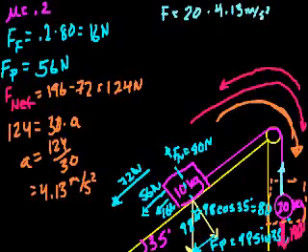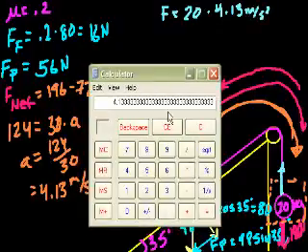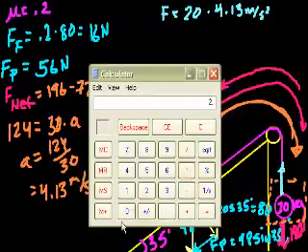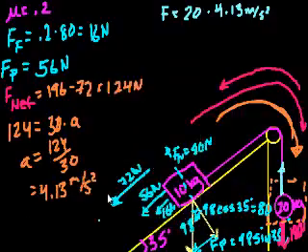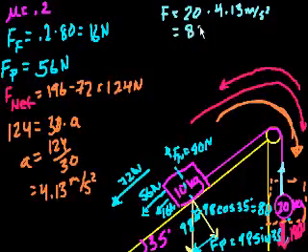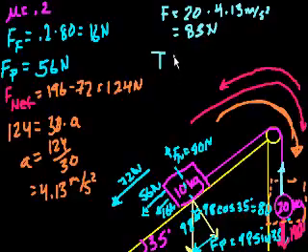So the net force is 20 times 4.13, which is 82, let's just say 83 newtons. 83 newtons down. We know that the net force is 83 newtons down. We also know that the tension force plus the force of gravity, and what's the force of gravity? The force of gravity is just the weight of the object.